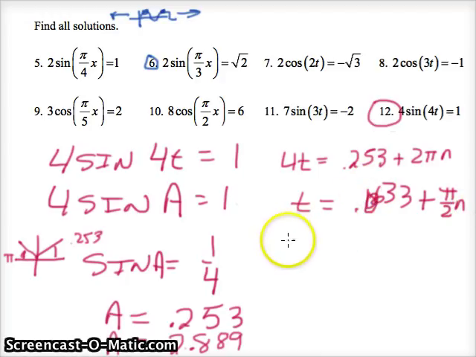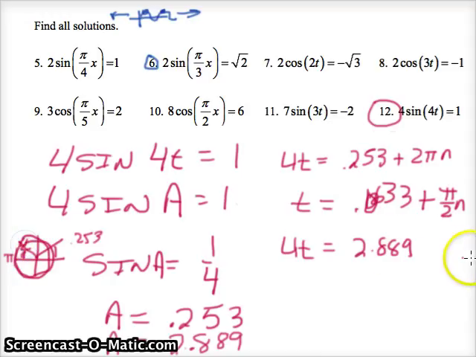All right, let's do this again with 4t equal to 2.889, plus every period of that, every 2 pi going around there. So plus 2 pi n. Divide by 4, t is equal to, what is 2.889 divided by 4? I have no idea. 0.722.